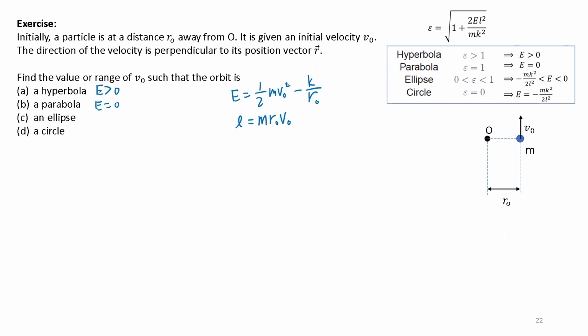Now, if you just take this equation and set it greater than 0, what you will be able to find is that v0 has to be greater than the square root of 2k divided by m r0. Similarly, if you set this equal to 0, then v0 is just equal to this square root.